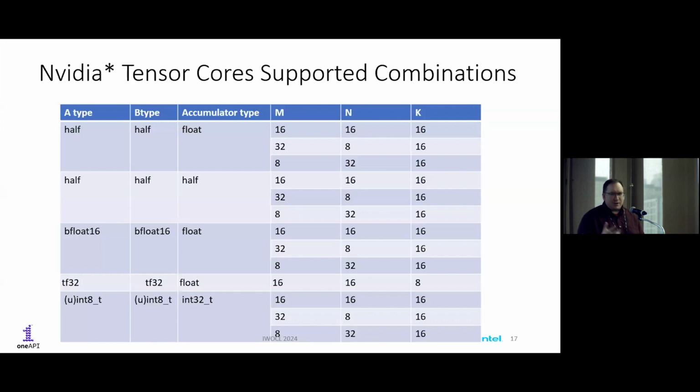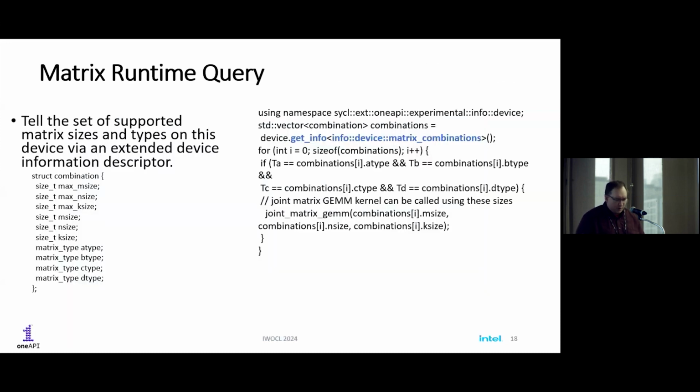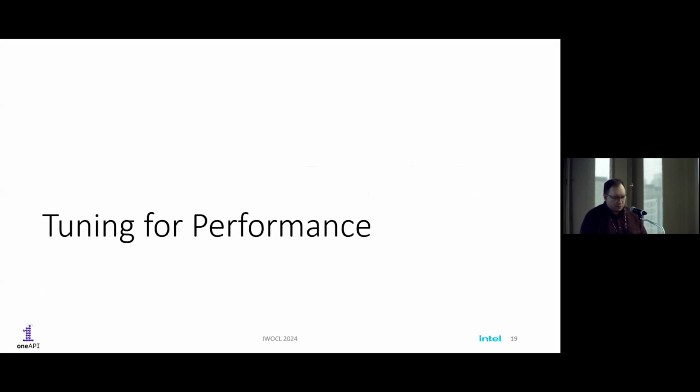So how do you actually get this out of the interface? Well, we have a device query we added to SYCL that basically gives you back a vector of all the possible combinations. So we have this combination struct with all these different fields telling you what's your maximum M size, N size, K size, and what data types you support for the different matrices. So you can call this and get this vector back and then figure out all the different combinations and use that to tune for performance.